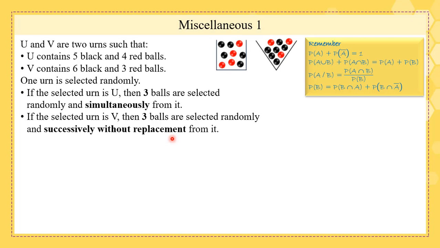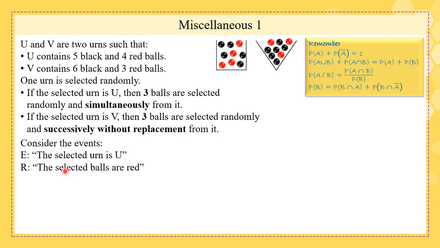Now notice here that we have two events happening. One of them is happening before the other. The first event is selecting the urn, and the second event is selecting balls from the urn. And from here we can say that this story involves conditional probability. Let's see the events. E, the selected urn is U, and R, the selected balls are red. Calculate P of E, P of R given E, and P of R intersection E.